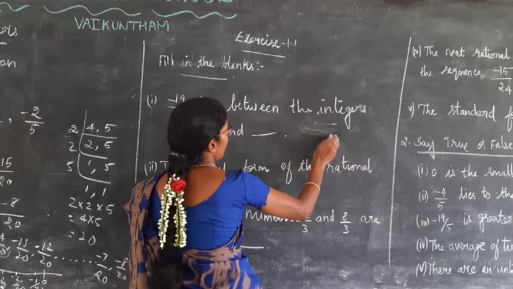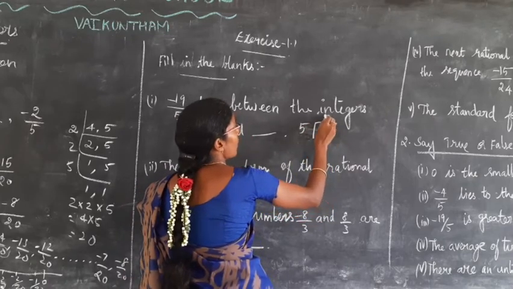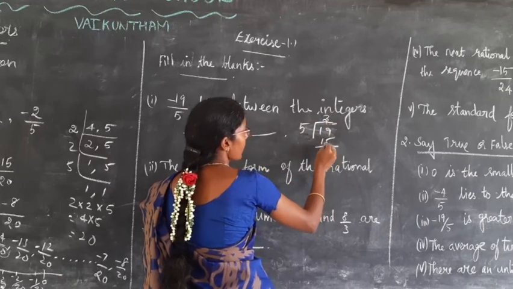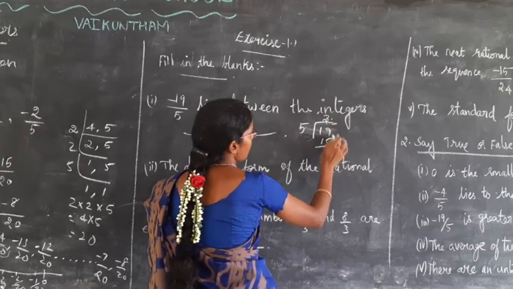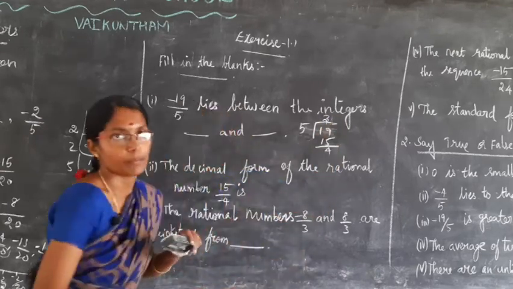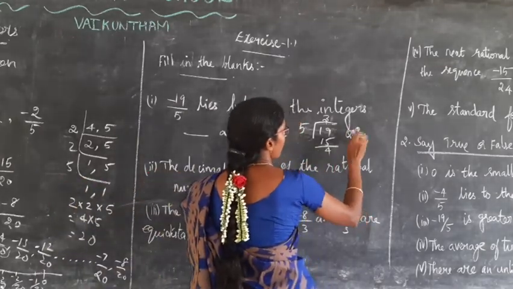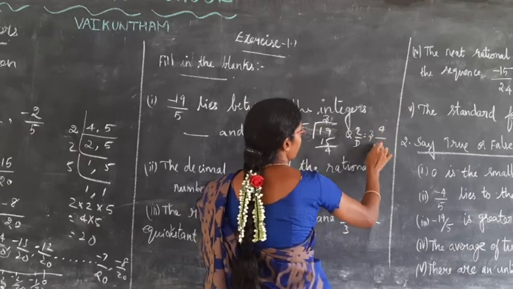So 5 into 19: 3 5s are 15, but the remainder is 4. So this is a fraction of the form Q or D. So how will you represent it? Quotient 3, remainder 4, divisor 5.